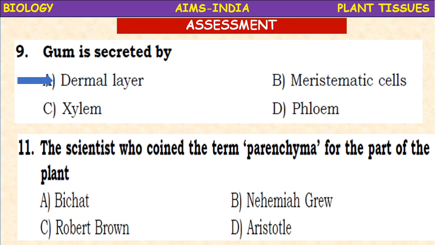The scientist who coined the term parenchyma for the part of the plant. These are all the questions which are there in your textbook lesson. They are made from the middle of the lesson. They have chosen. Okay, so this worksheet is very important to develop the comprehension, your understanding of the lesson. The scientist who coined the term parenchyma for the part of the plant, that is Nehemiah Grew.